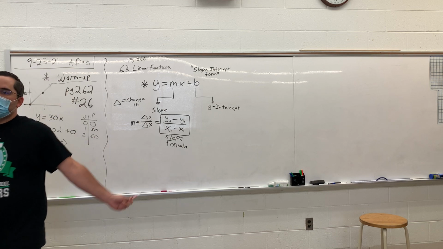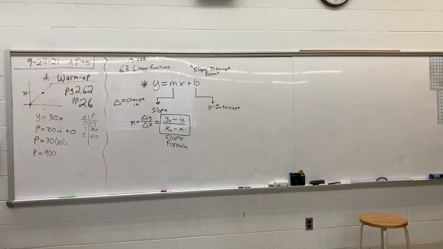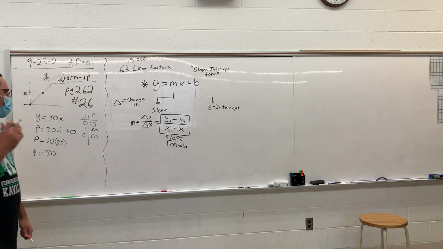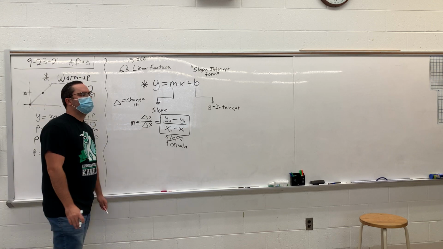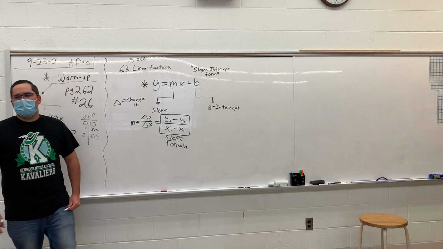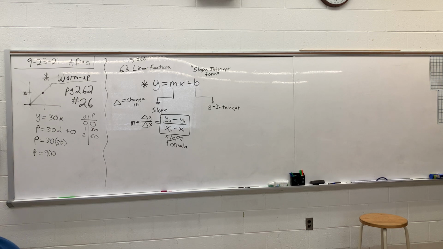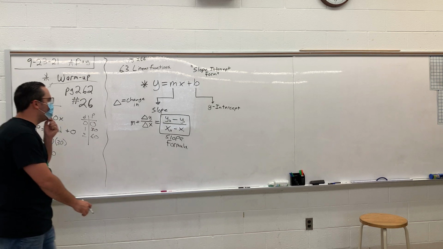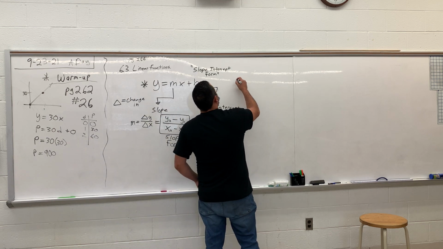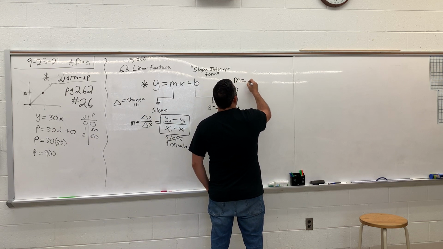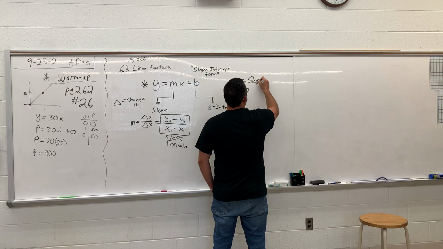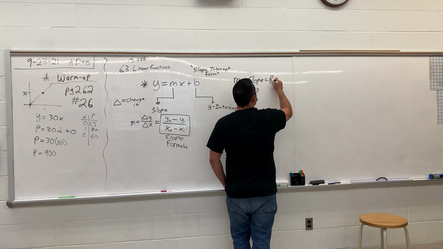And this is the formula we use to find the slope of a line. And you might be kind of like, why do I care what the slope of a line is? Well, in mathematics, the slope is the rate of change.